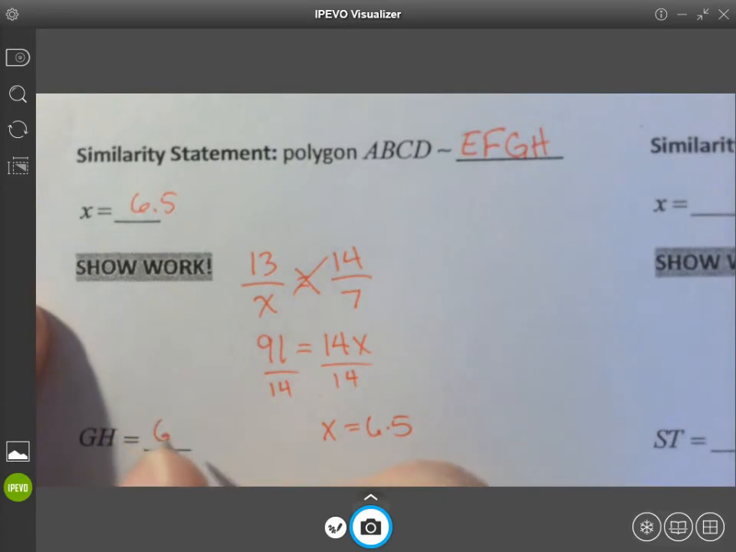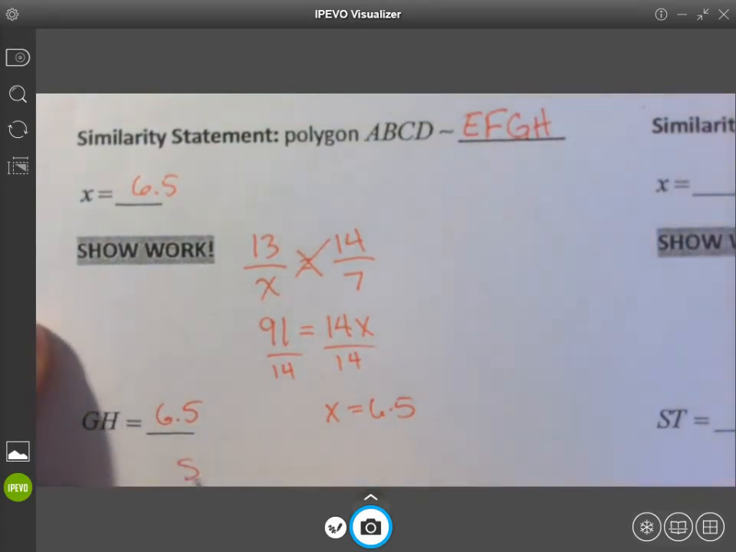GH is 6.5. And they did ask us about the scale factor. Well, we are not focusing on that, but the scale factor is 1/2. Because we take the first figure and we take half of it to get the second figure. Okay, so we go from first figure to second figure. All right, so let's go ahead and look at the next one.